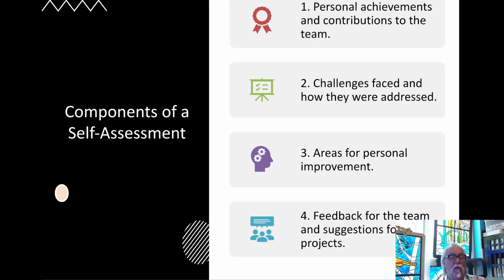Now, you don't have to always have an area for personal improvement. It could be that you feel that you did really well this week, you had very few challenges, you delivered, and that there's no feedback. Towards the end of the semester, the areas for personal improvement and the feedback for future project improvement should be almost empty in every self-assessment.